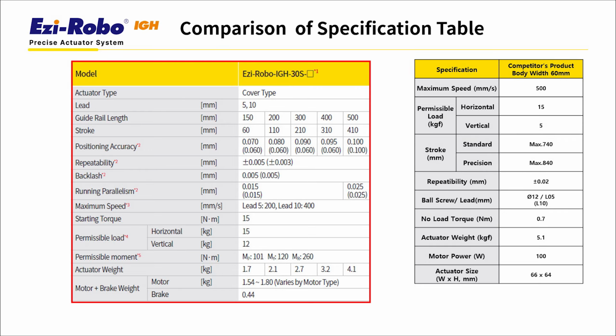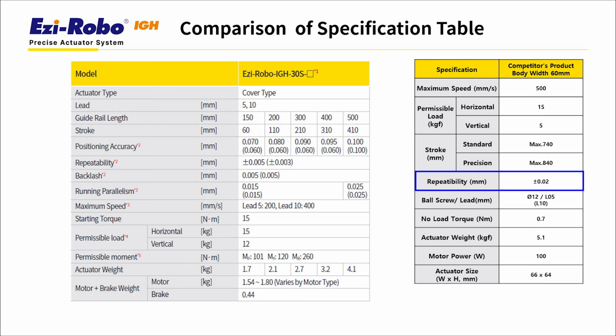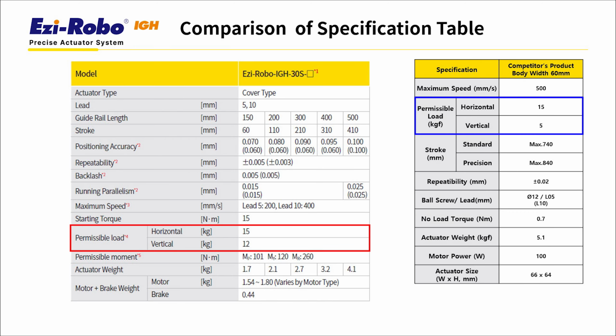Let's compare the Ezi-Robo IGH 30 model with a competitor's robot that has the same body width of 60 mm. Since Ezi-Robo IGH guarantees a wider range of specifications, we'll first compare the values that are provided by the competitor. First, repeatability. The competitor guarantees plus or minus 0.02 mm, while Ezi-Robo IGH guarantees plus or minus 0.005 mm, showing 4 times better performance.